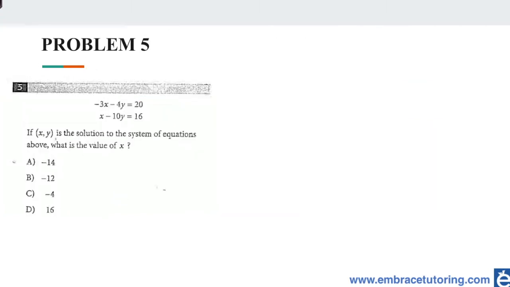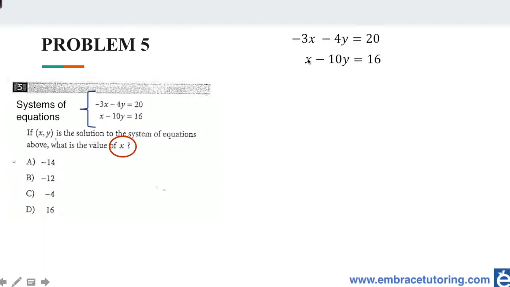Problem number 5 states, if (x, y) is a solution to the system of equations above, what is the value of x? Now, hopefully you remember that whenever you have stacked equations and it says system of equations, that's also an obvious telltale sign for a system of equations. So what you want to do is take your two stacked equations.